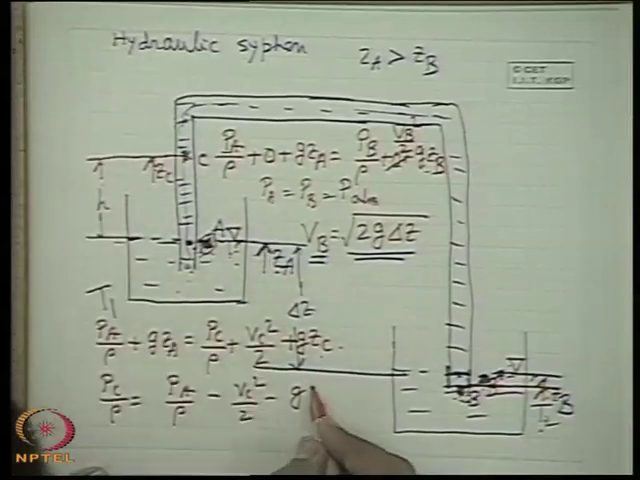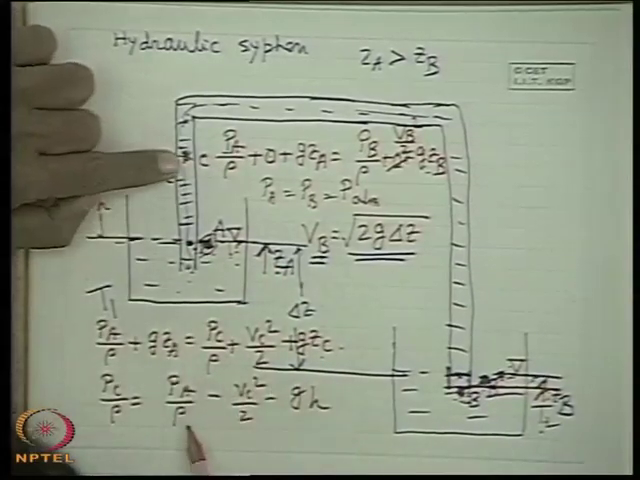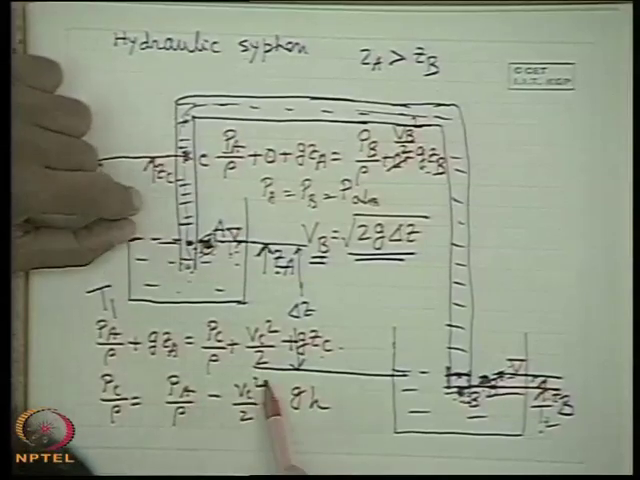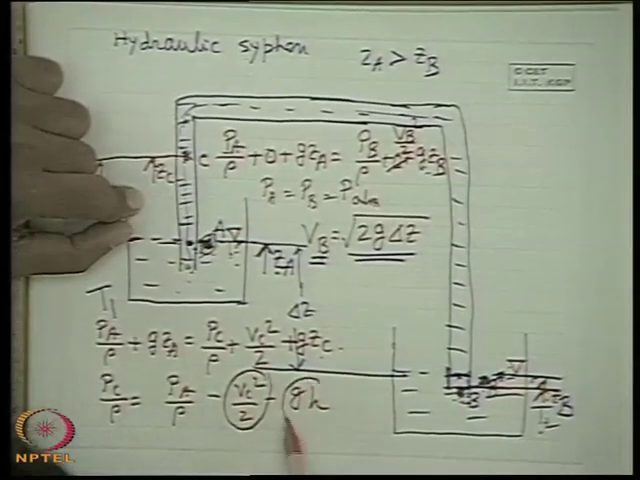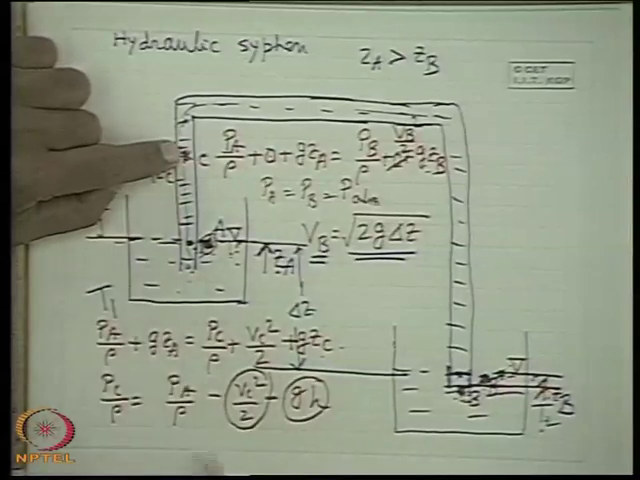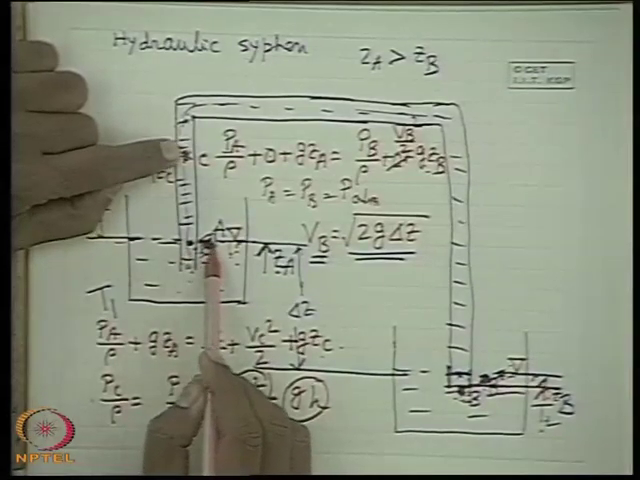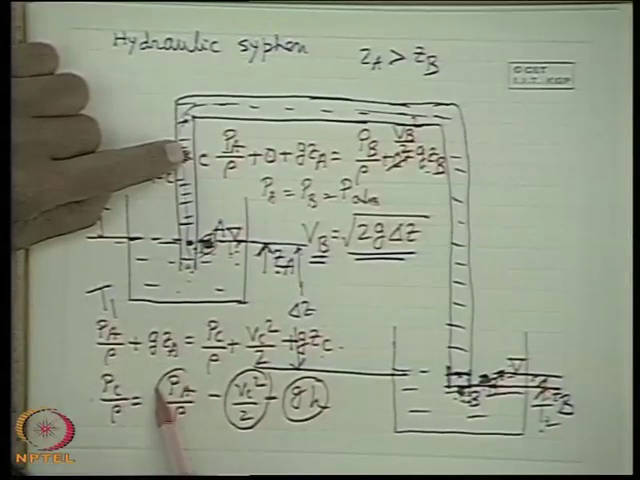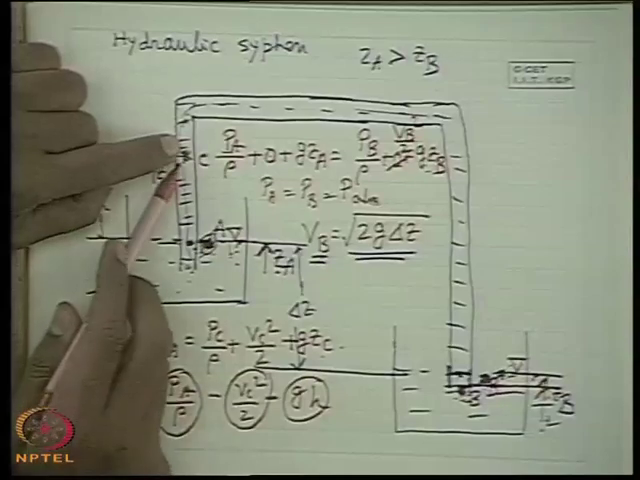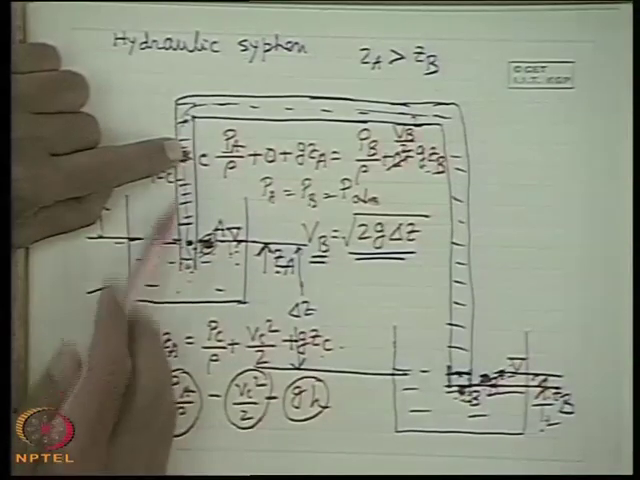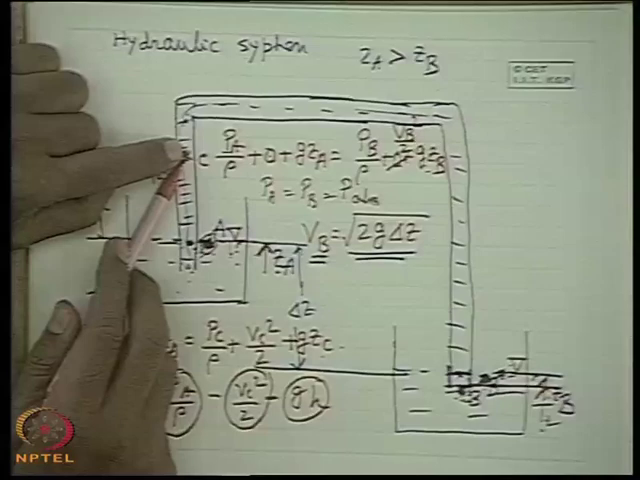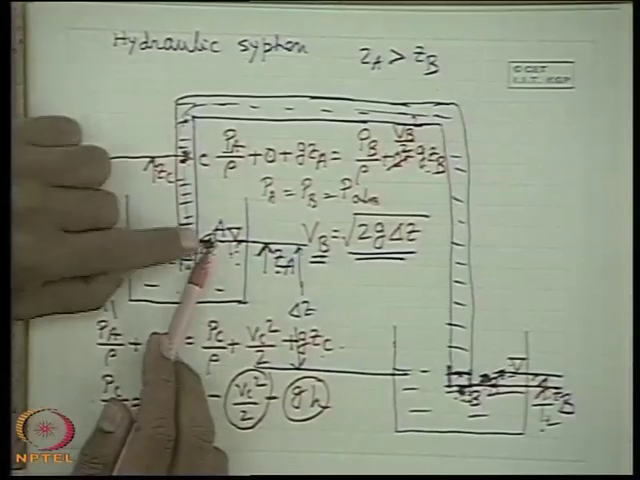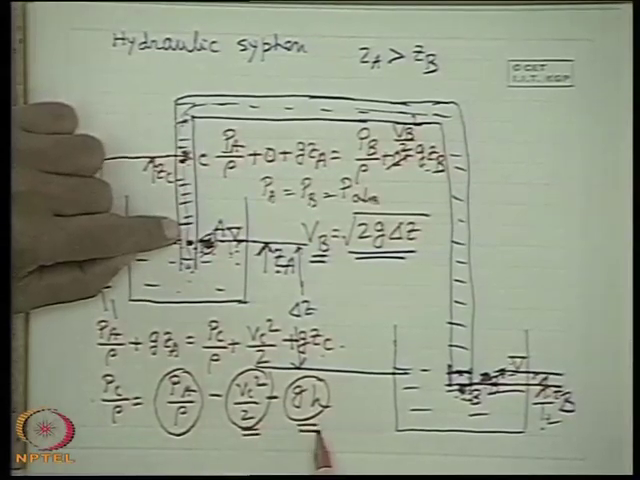That means g H, which means the pressure at C has to be lower than the pressure at A by the amount of Vc square by 2 plus gH. Now this is for an incompressible, ideal flow. That means the total energy at this point and this point remains the same. So a part of the pressure energy at A is being utilized to create the kinetic energy and the potential energy, so that the pressure energy at C has to be lower than that of A by these two amounts.